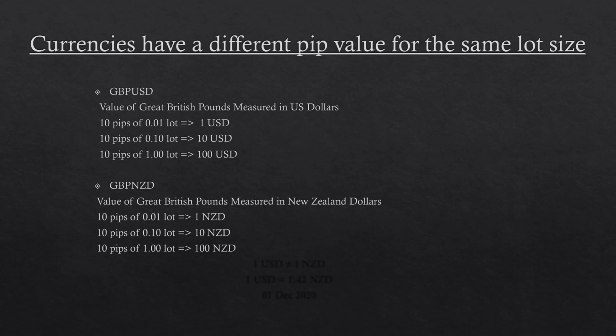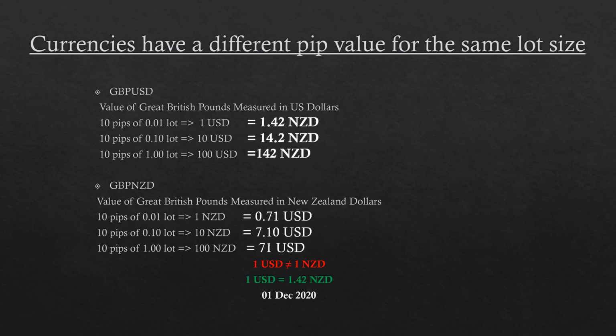And on the other side, GBP NZD is the value of Great British pound measured in New Zealand dollars. That means for 10 pips of 0.01 lot, you get 1 New Zealand dollars. And then the same goes on for other lot sizes. And again, it's because the unit of measurement of GBP NZD is New Zealand dollars. And we know that 1 US dollar is not equal to 1 New Zealand dollar. At the moment, 1 USD is 1.42 NZD.